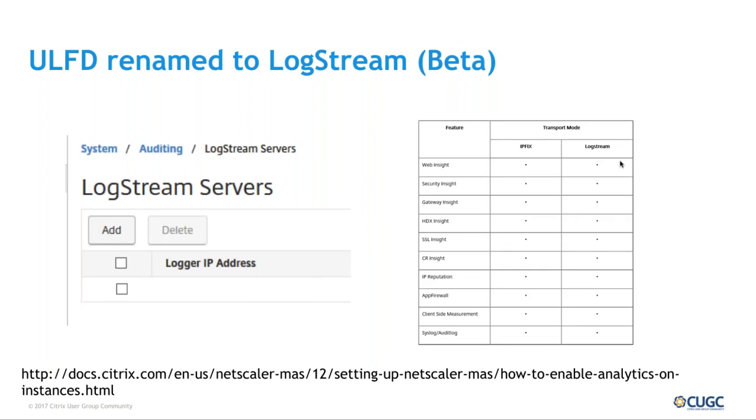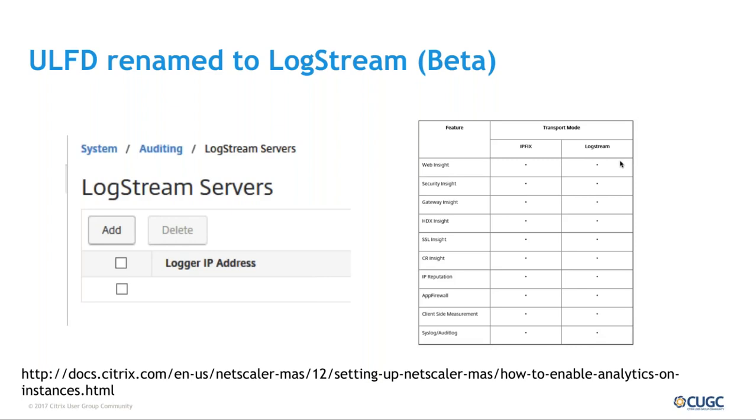The next big thing that you'll notice is under system auditing, ULFD has been renamed as Logstream. And Logstream is now what's called a beta feature. Basically, it's another way to get AppFlow data to the NetScaler MAS appliances. It is a transport mechanism for AppFlow. So AppFlow by default uses what's called IPFIX.